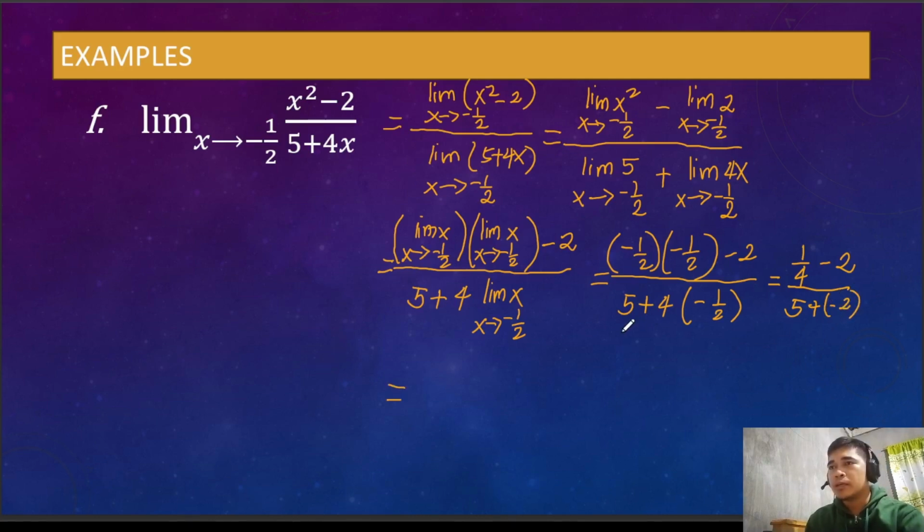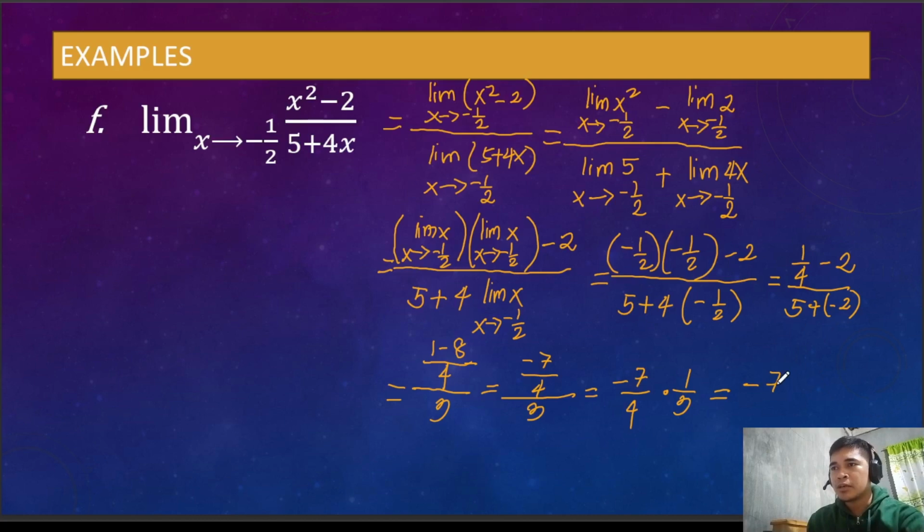negative 2. So 1/4 minus 2, we need an LCD, which is 4. So 4 divided by 4 is 1, times 1 is 1. 4 divided by 1 is 4, times 2 is 8. So the numerator is negative 7 over 4. For the denominator, 5 plus negative 2, we get 3. So here we have negative 7 over 4 all over 3. And then the reciprocal: negative 7 over 4 times 1 over 3. So our limit now is negative 7 over 12. So that is the limit of x squared minus 2 over 5 plus 4x as x approaches negative 1/2. Okay? So just familiarize yourself with the different theorems and apply them.